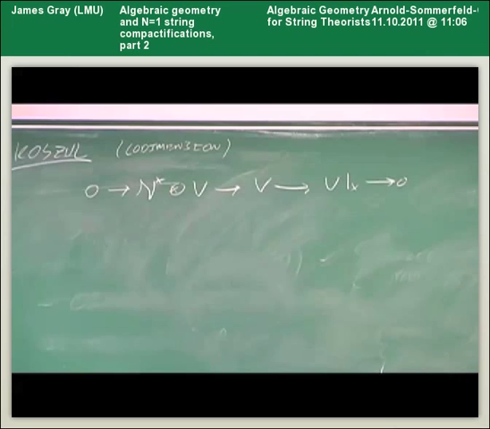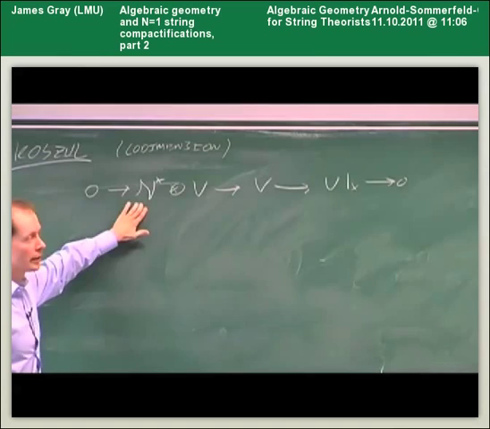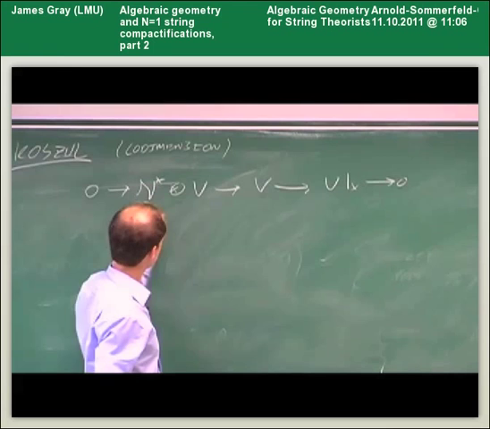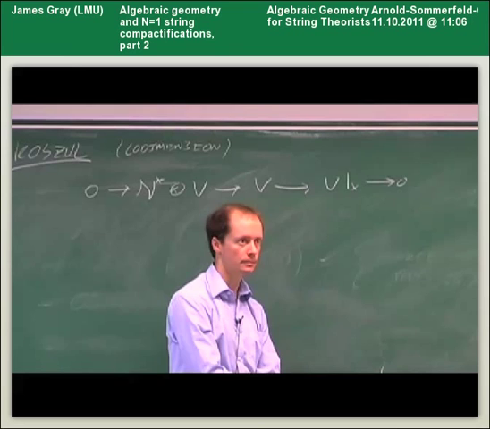So the Koszul sequence tells you, via the normal bundle, and after all, the normal bundle is telling you how your surface is embedded in your space. It tells you how, for any vector bundle, the vector bundle and the space are connected to the vector bundle restricted to the Calabi-Yau. Okay.